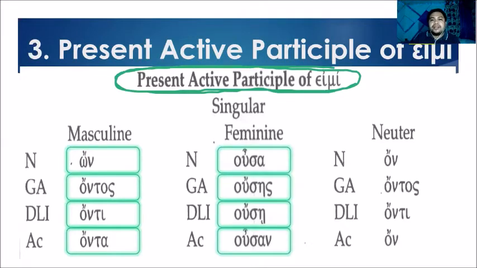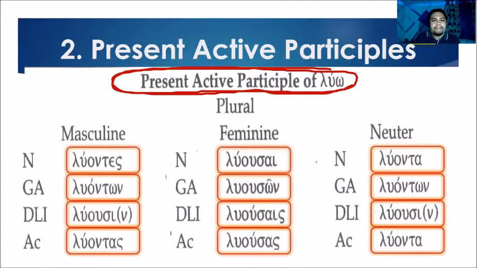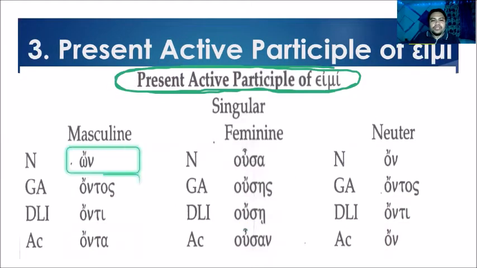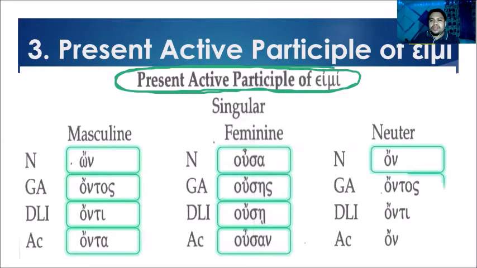In the neuter, nominative is on. GA is ontos. DLI is onti. And accusative on. So let's read once again from the top. Begin. On, ontos, onti, onta, ousa, ouses, ouse, ousan, on, ontos, onti, and on.